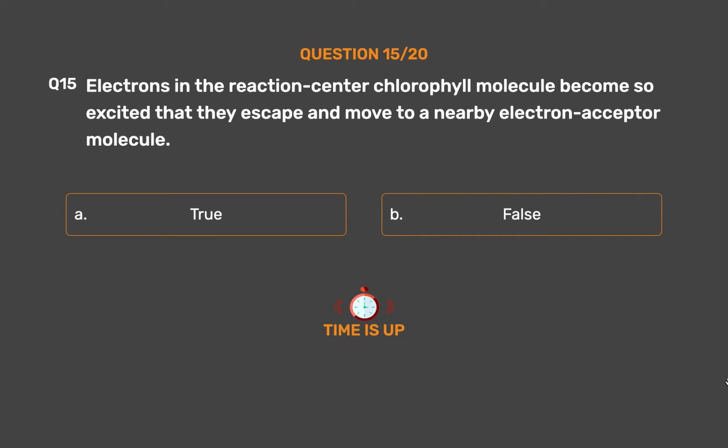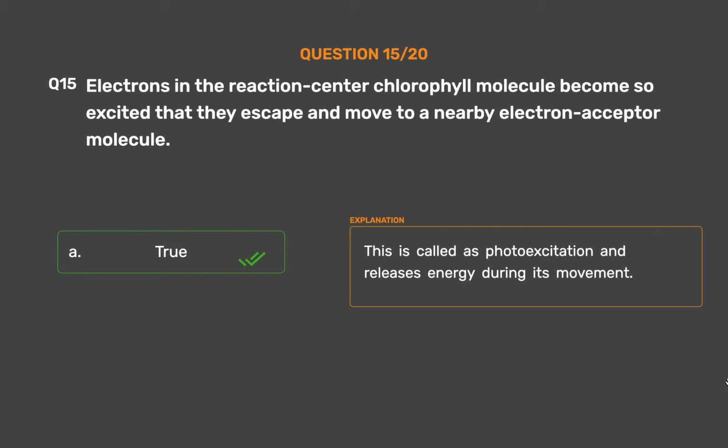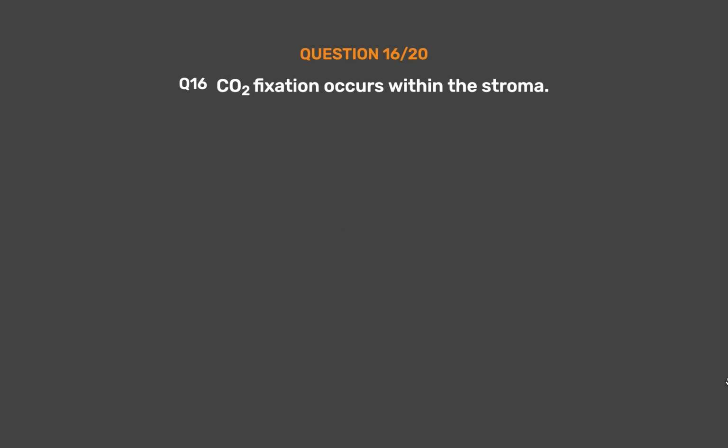The correct answer is option A. True. This is called photoexcitation and releases energy during its movement. Question number 16. CO2 fixation occurs within the stroma. Option A. True. Option B. False.